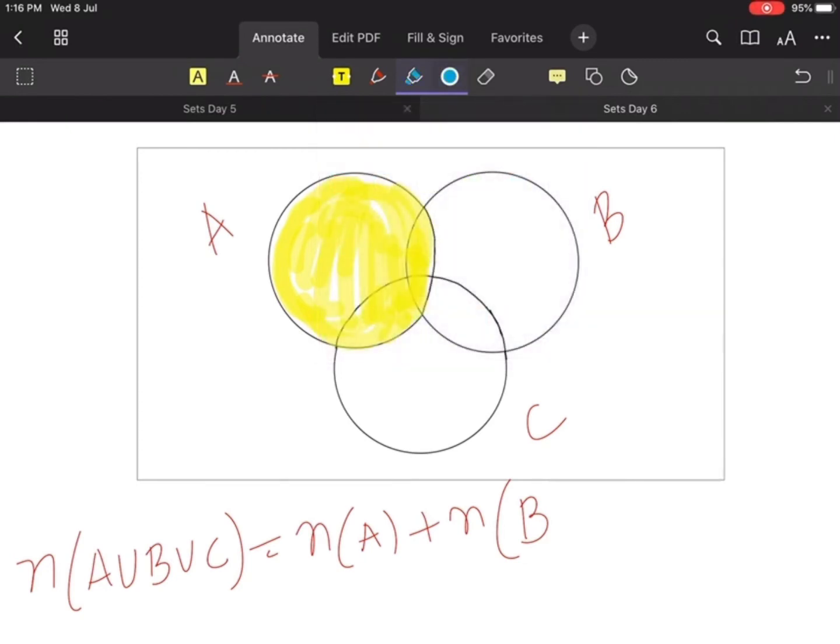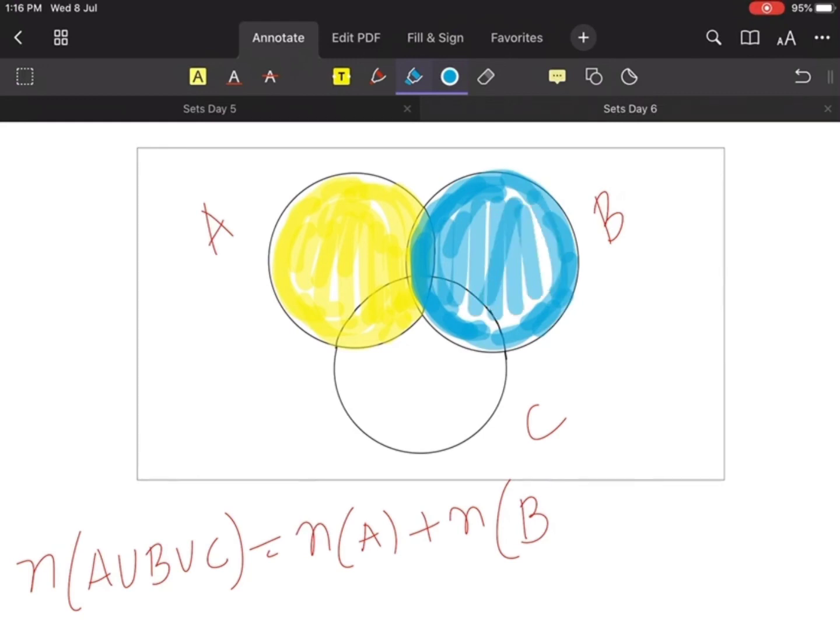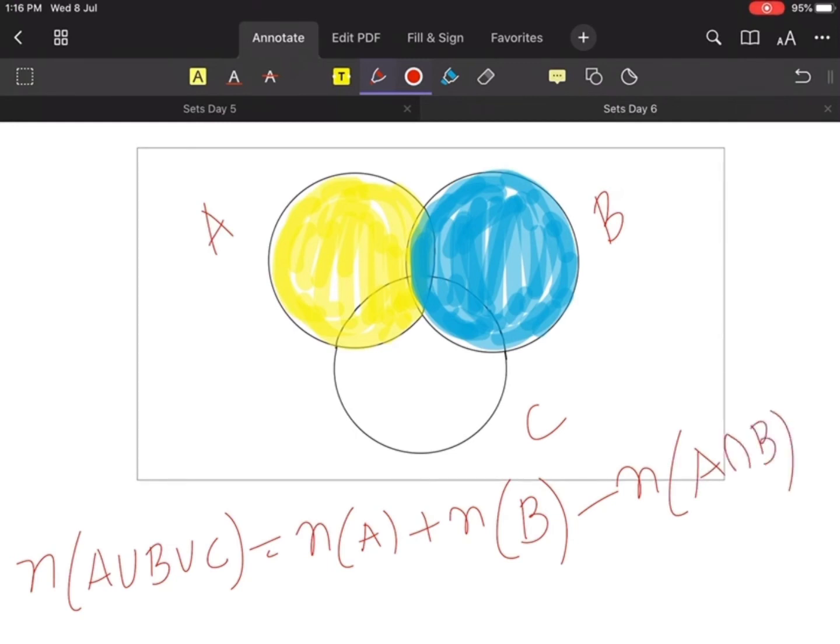Now which one is our N of B? This whole region is our N of B. Now can you tell me, in taking these two, which region I have taken twice? While adding A and B, which region have I taken twice? The region which is common between A and B, right? Yes. So let's subtract N of A intersection B.